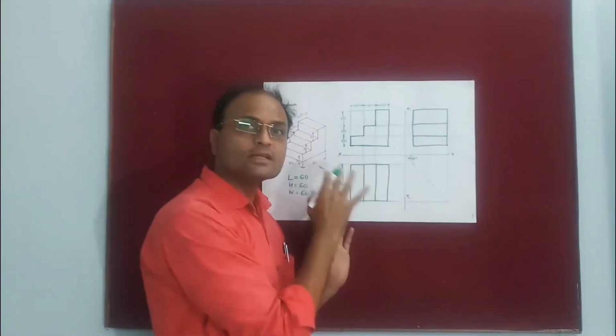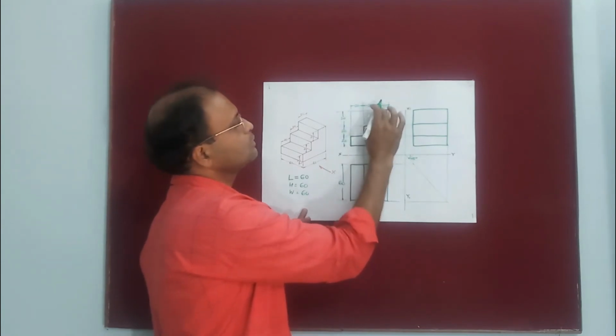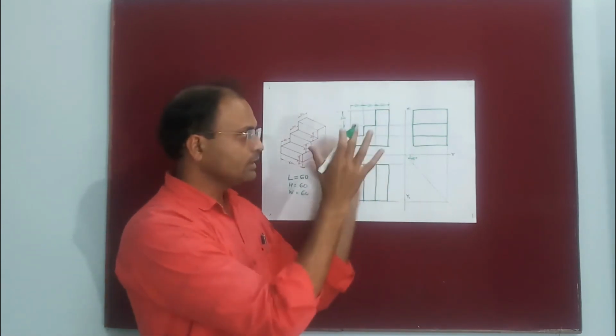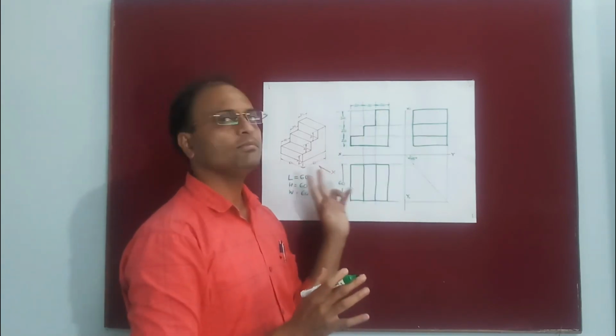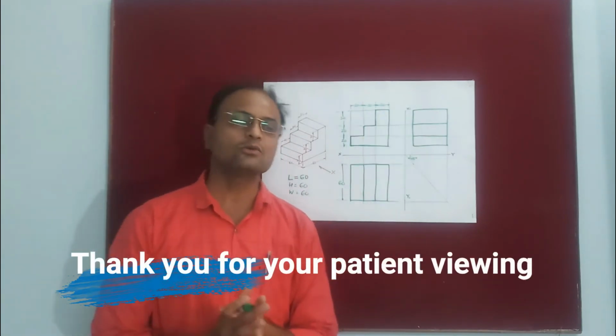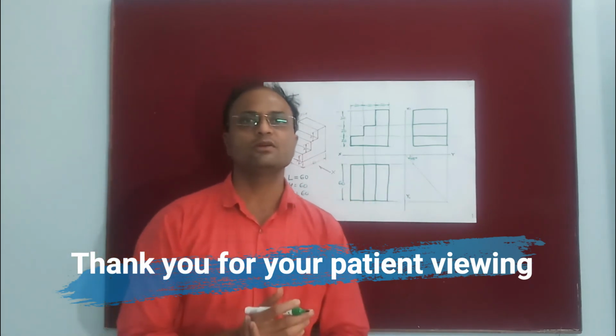So these are not proportionate figures, as we see here, though this distance is shown as 20 but it looks more. So while drawing it fair on the drawing sheet, you have to take care of all these dimensions, okay. I hope you understood how to draw orthographic projections of given object with the given statement. Thank you very much for your patient viewing.